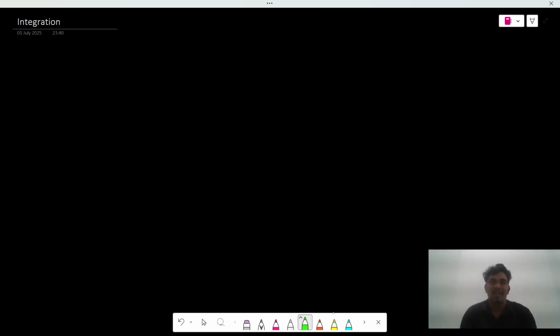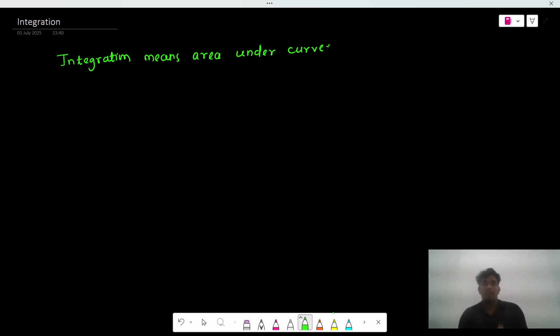Let's proceed. Basically, integration means area under the curve. So, by the definition, we can say integration means area under the curve. Here we are learning integration in the reference of physics, in the frame of physics. Okay. So what do you mean by area under the curve?